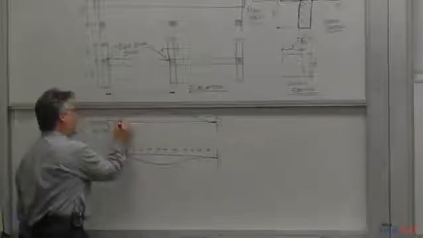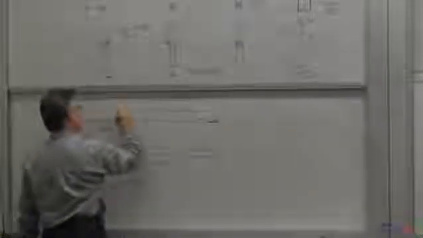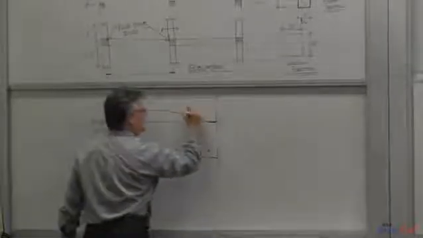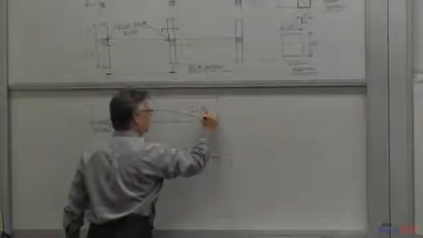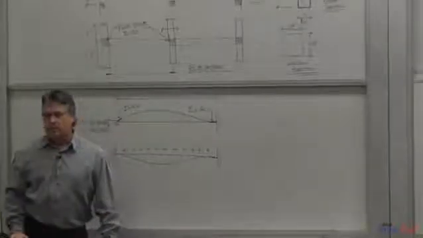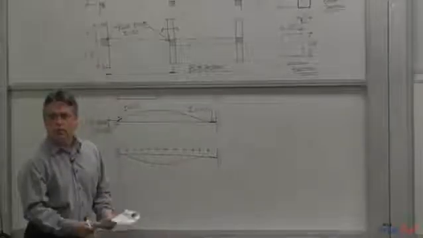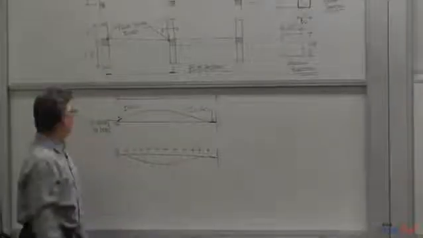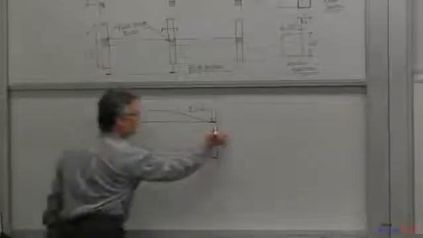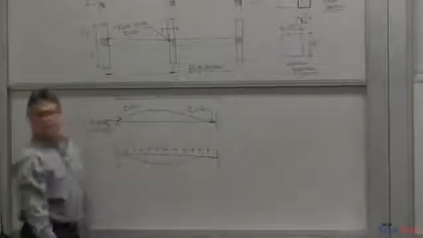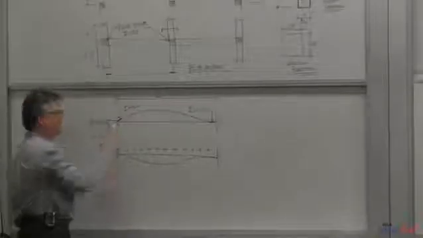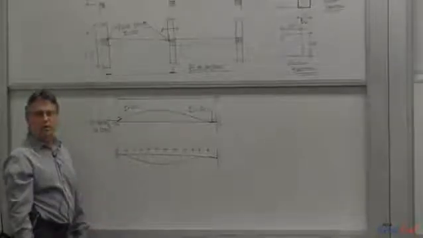So that means that the stiffness factor is no longer 4EI over L. When I rotate this 1 radian, if this is infinitely rigid and this is infinitely rigid, it's more difficult to rotate this 1 radian or 1 degree or 1 unit.